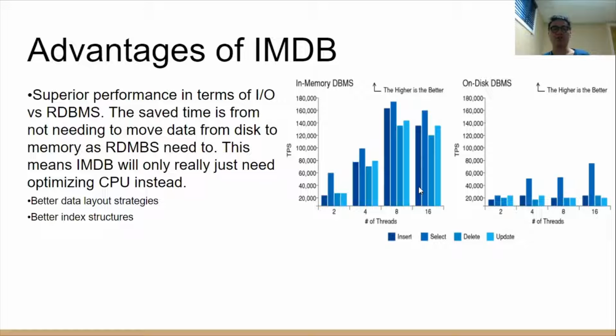The advantages of in-memory databases, however, are that the I/O cost is lower because you don't have to move from disk to memory. Instead, you just do the operation on memory. So you can tell from the graph that this is the case.